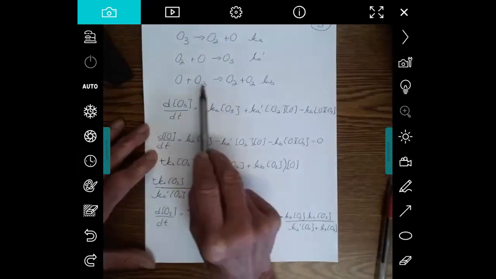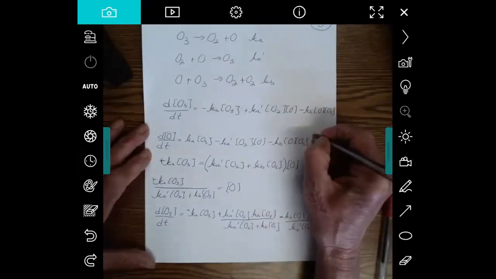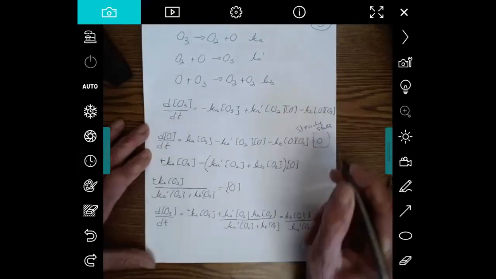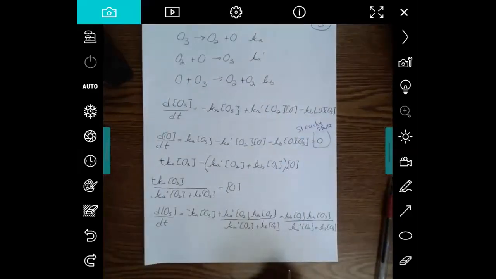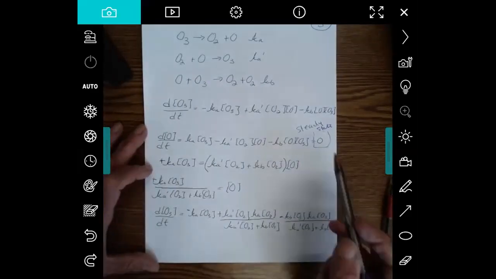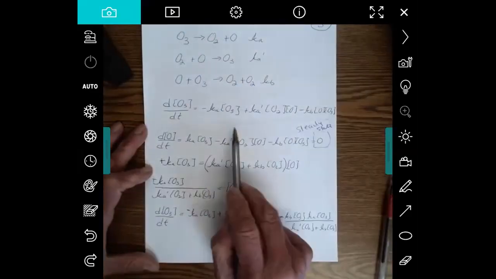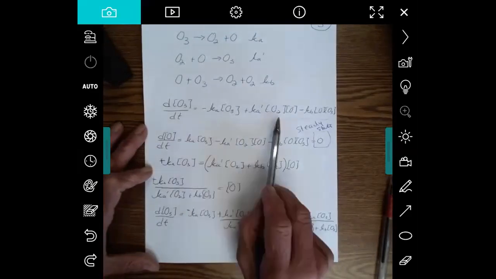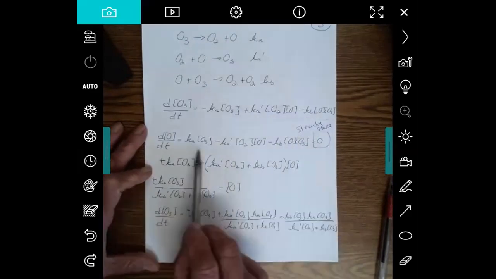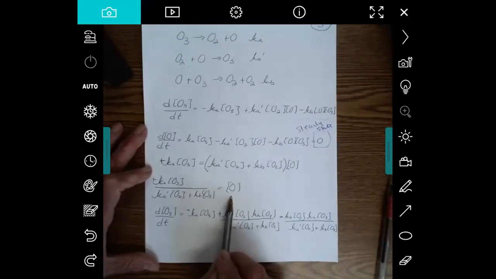So when we look at how the intermediate changes with time, it's created in the first step, used up in the second, and used up in the third, so plus, minus, minus. And we're going to use the steady state approximation. And when we do that, what we're going to say is that's approximately equal to 0. So if I want to know the rate at which ozone is formed, it can be a function of O3 and O2, but it can't be a function of an intermediate, which I never know the concentration of. So if I set this equal to 0, I can rearrange and solve for the O concentration.